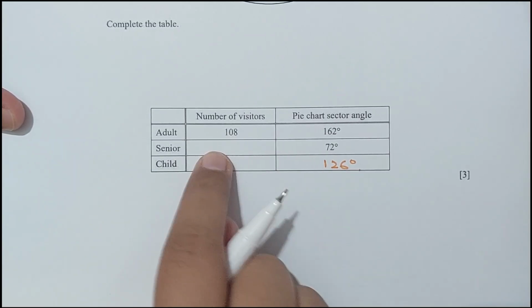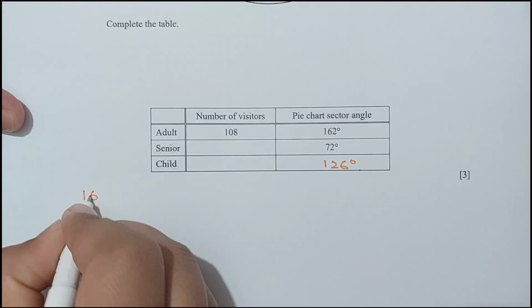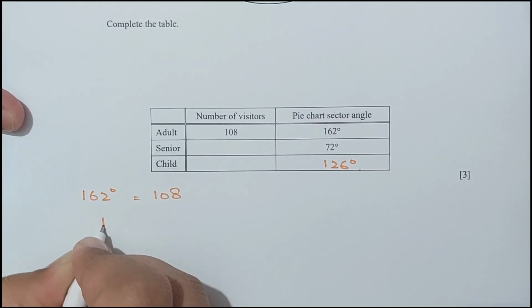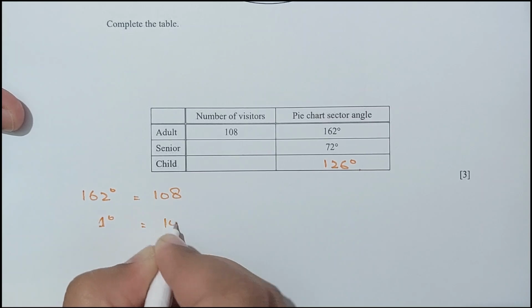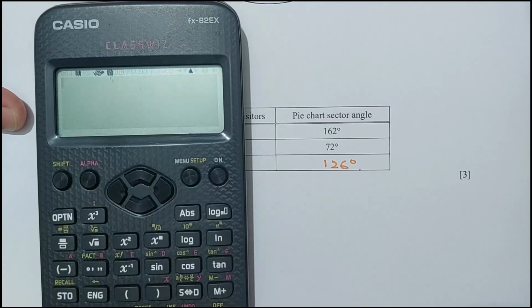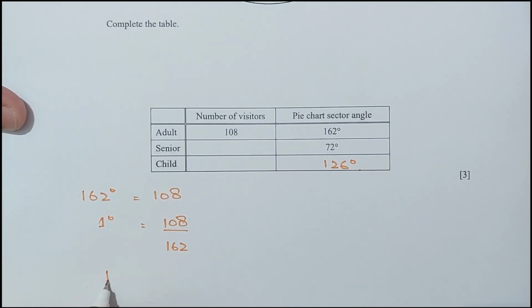Then what do 72 degrees and 126 degrees equal to? If 162 degrees represent 108, then what does 1 degree represent? 1 degree represents 108 over 162, which is 2 by 3. So 1 degree represents 2 by 3.